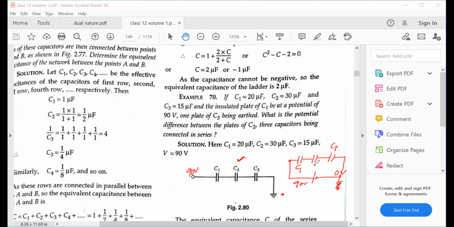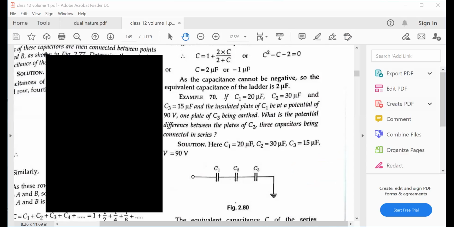So we need to find the potential across C2. For that, I'll take the equivalent capacitance. If you see, all three capacitors are in series connection. So 1 by C equivalent is equal to 1 by C1 plus 1 by C2 plus 1 by C3, which is 1 by 20 plus 1 by 30 plus 1 by 15. Just take the LCM. When you do the LCM, the value is 3 by 20. When you reverse it, C equivalent is 20 divided by 3 microfarad.